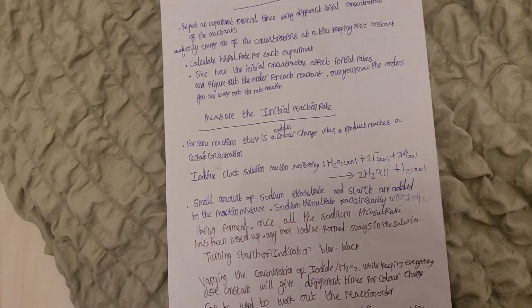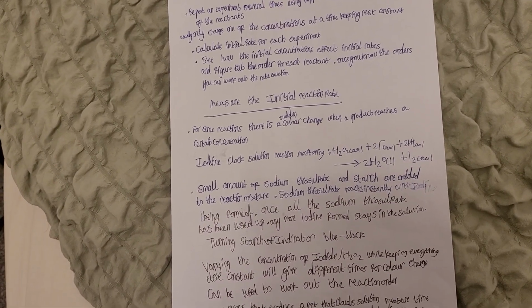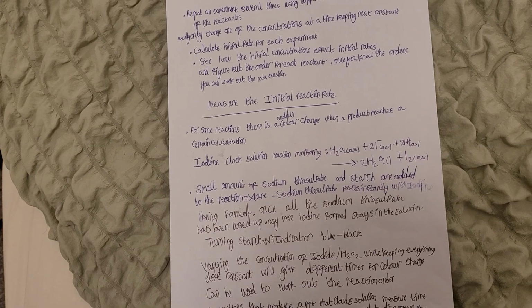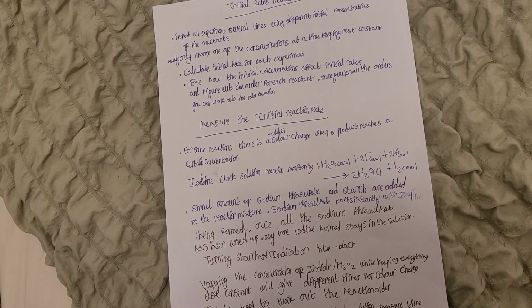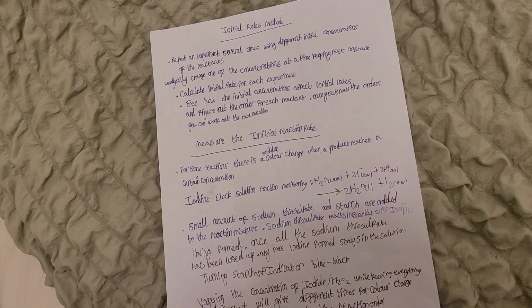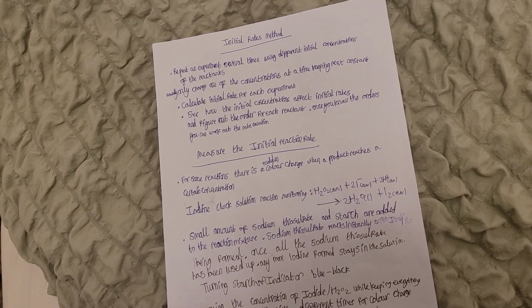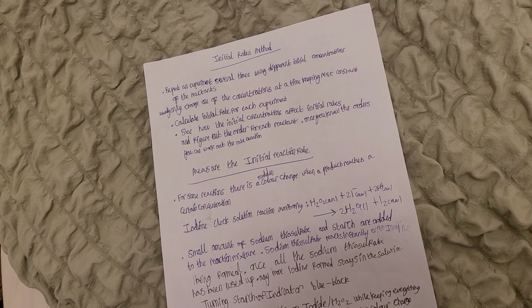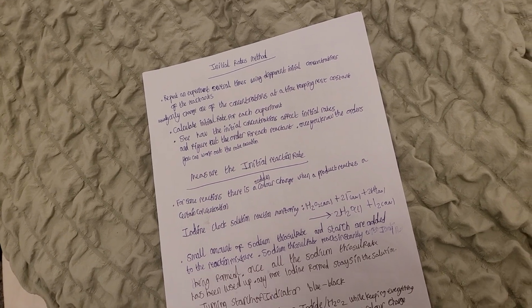Initial rates method. So, how to carry out the initial rates method. Repeat an experiment several times using different initial concentrations of the reactants. We usually only change one of the concentrations at a time, keeping the rest constant. However, there are examples where we change more than one of the concentrations.